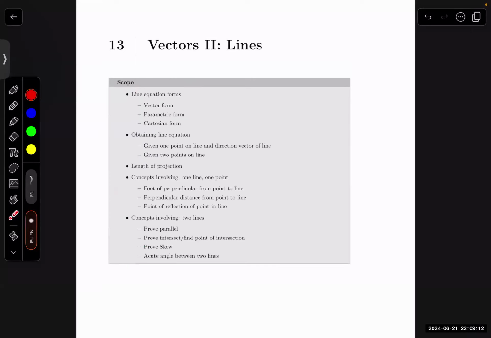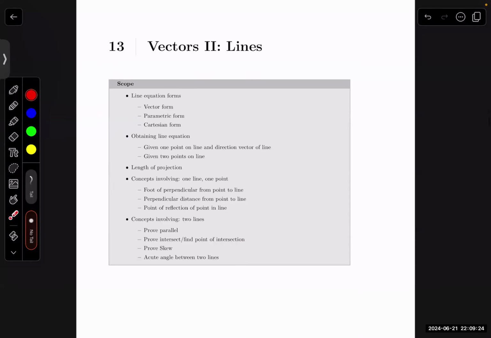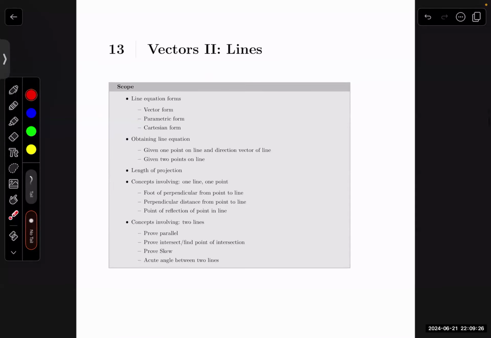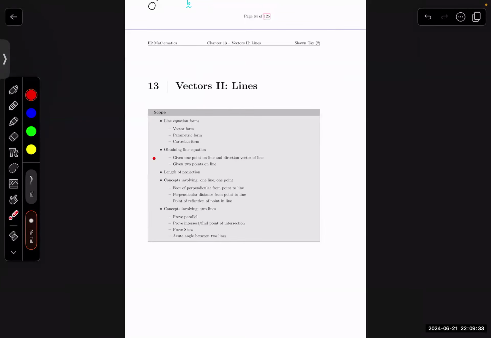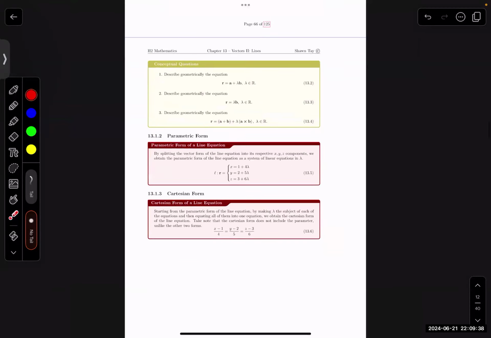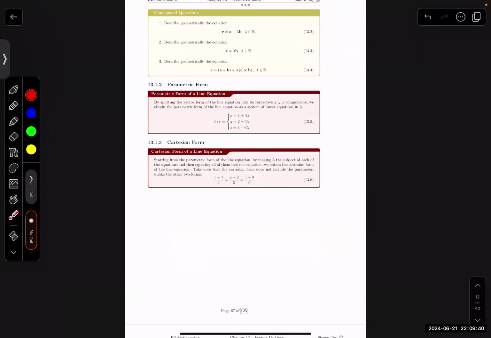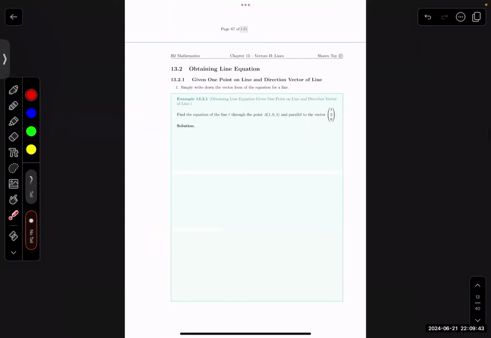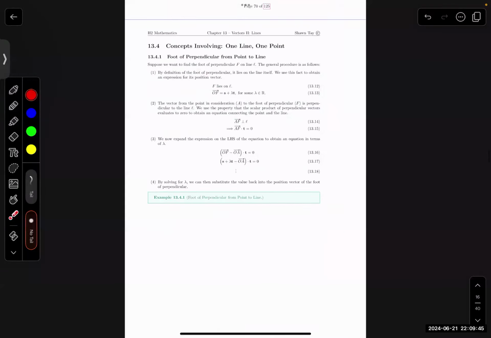These are all the things you need to know for lines, and then for planes, I just haven't typed it out. These are all the possible concepts that can be tested. It's pretty exhaustive. It looks quite short here because for the planes, I'll just show you. Every one of these bullet points is like one section, like parametric form, Cartesian form. 1, 2, 3, a lot of them.